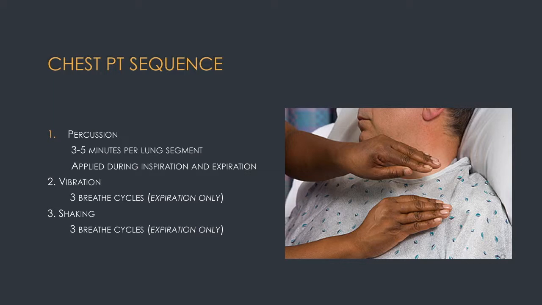So here's the sequence of chest PT. This is all done in the postural drainage position. You start out with percussion, which you do for 3 to 5 minutes per lung segment, and it's continuous throughout inspiration and expiration. So you're doing percussion throughout their entire breathing cycle, whereas vibration and shaking are expiratory techniques only, and you perform them for 3 breath cycles. So you do vibration 3 times, breathe in, breathe out, and then you do shaking 3 times. And throughout this entire process, you should be encouraging your patient to cough to clear their secretions.